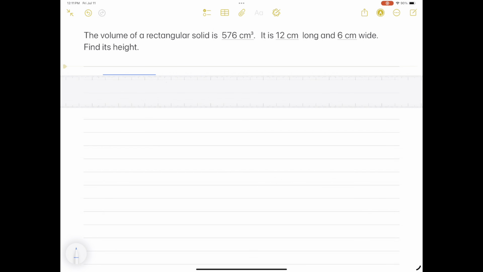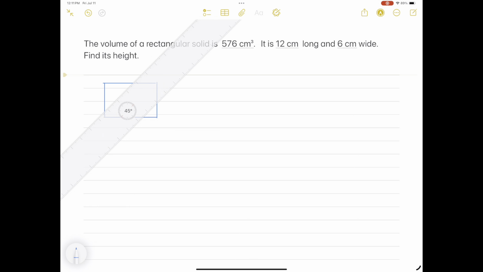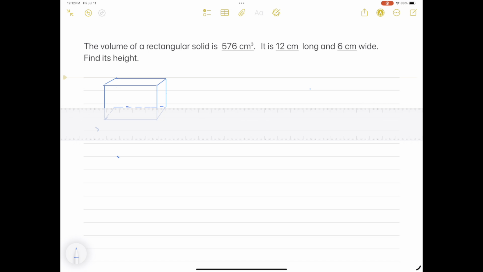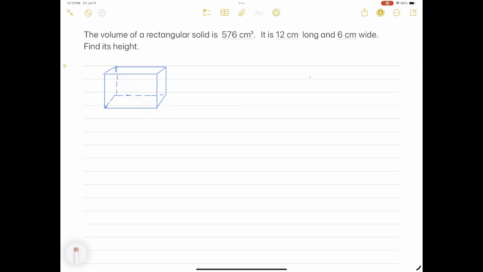The volume of a rectangular solid is 576 cubic centimeters. It is 12 centimeters long and 6 centimeters wide. Find its height. So I begin by drawing a picture of a rectangular solid or prism and label the sides with the appropriate lengths as given.